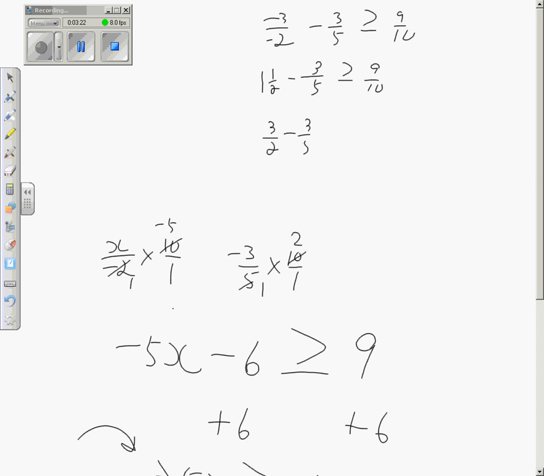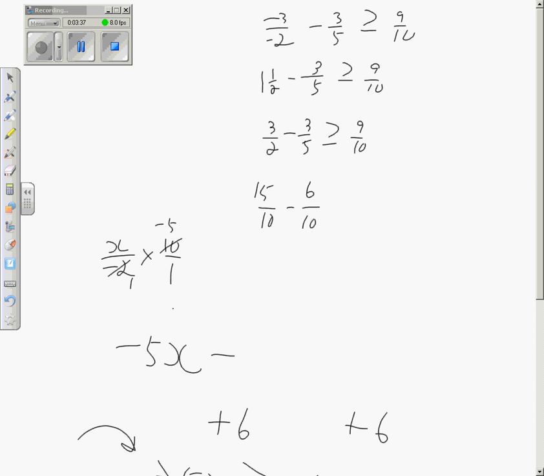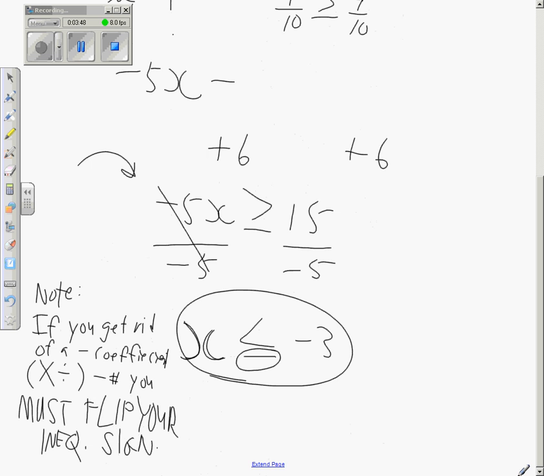Take away 3/5. I'm redundant, but that's okay. I'm going to find my common denominator just to check it out. I'll use not 5, but 10. So 15/10 take away 6/10 is going to be greater than or equal to 9/10. And when we actually subtract those two, we see that 9/10 is greater than or equal to 9/10. And remember, my value was that all numbers less than or equal to negative 3 will work.